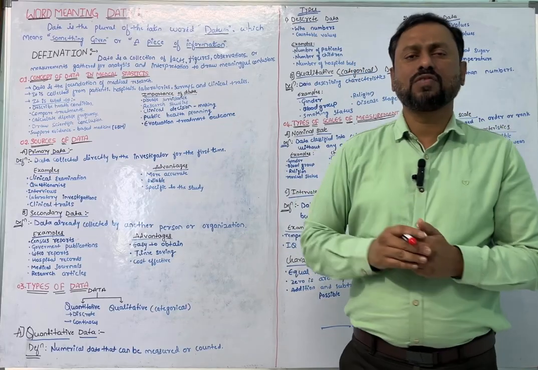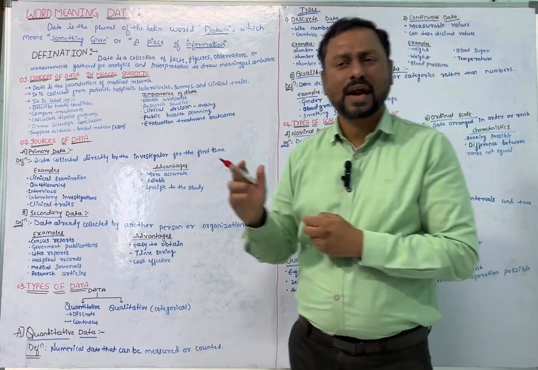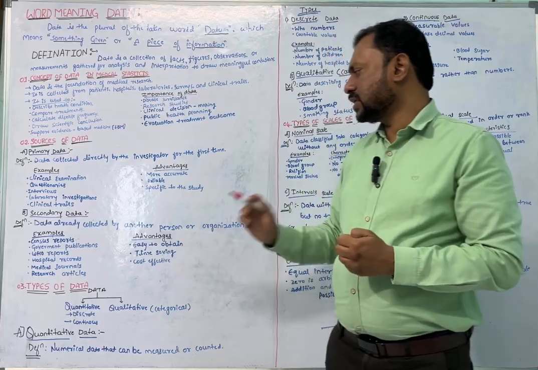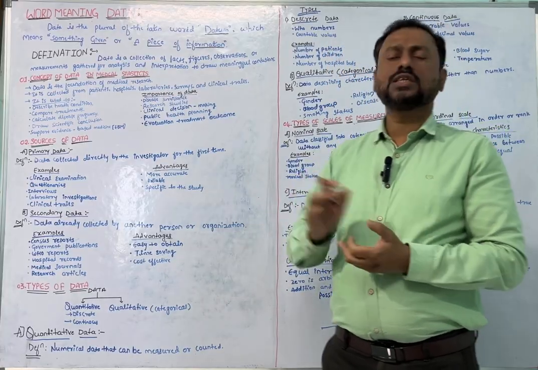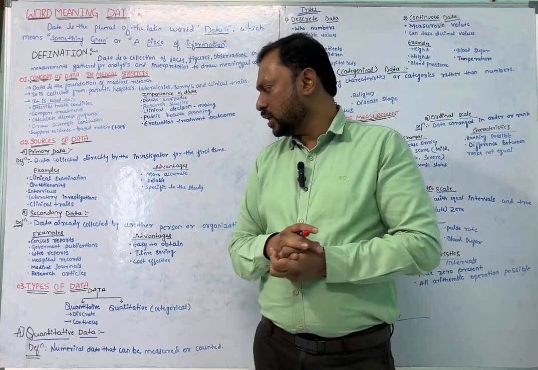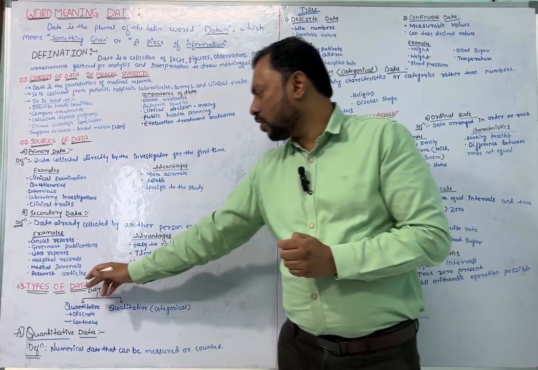Next one is cost effective. It doesn't require any money for travel and other purposes. That's why it is cost effective. This is about the source of the data. The next topic is the types of data.